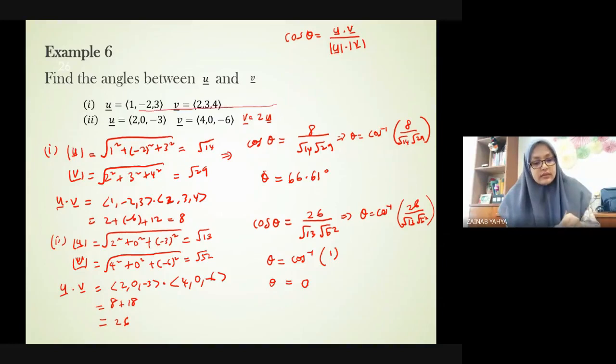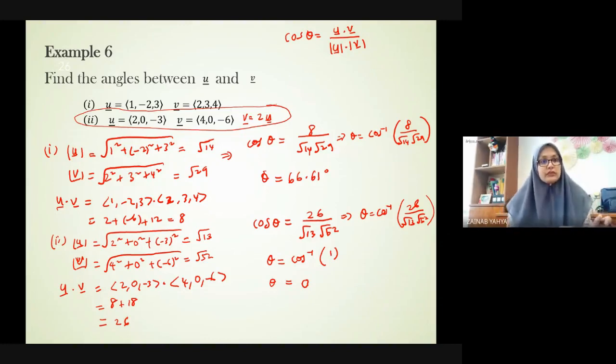Okay? See, they are parallel. Meaning you can find a relation between the two vectors. In this case, V equals 2U. So they are parallel. Is there any question on how to find angles between two vectors by using dot product?